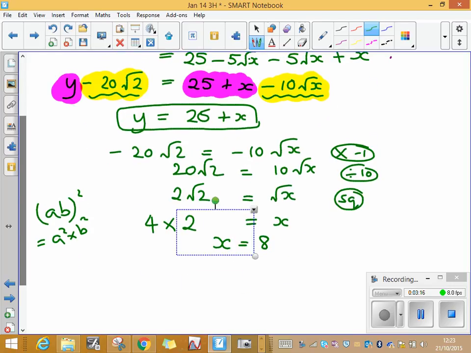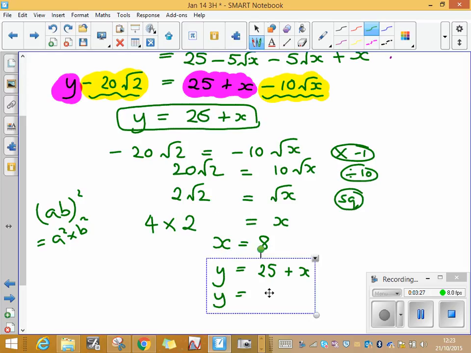Now, what remains is to find y. Well, I can see from up here that y is equal to 25 plus x, which means that y must equal 25 plus 8, and 25 plus 8 is 33. So x is 8 and y is 33.